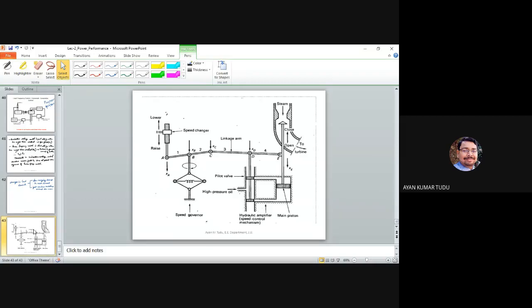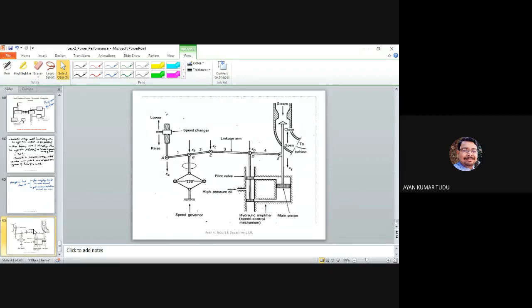Similarly, when the speed is below the synchronous speed, more steam has to be entered into the turbine, so that the turbine rotates more. There is more turbine torque, so that the electrical power output increases. Because of that, whenever the speed falls below the synchronous speed, the fly balls will be contracting and point B will be moving upwards. As you can see, we have all these linkage points.